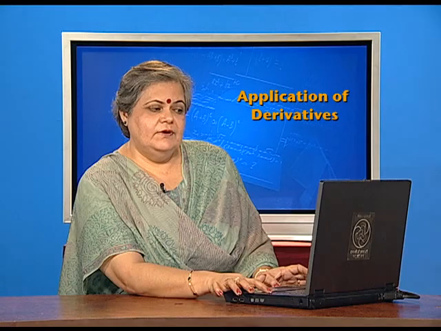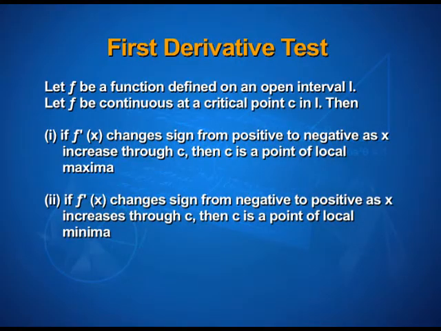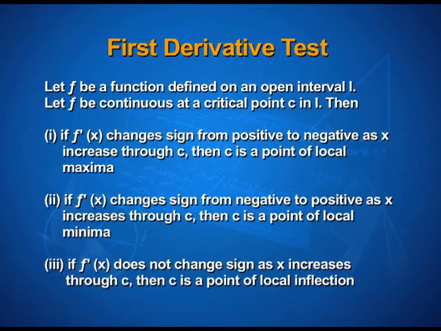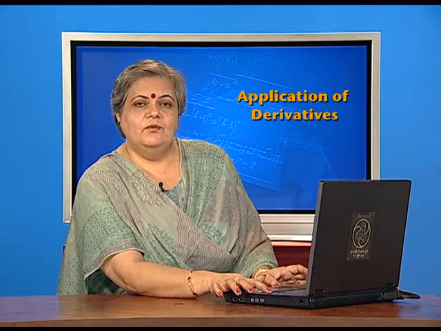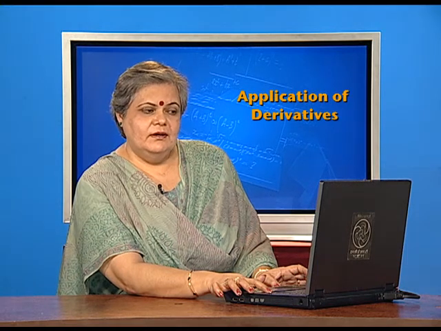And if f dash x changes sign from negative to positive as x increases through c, then c is a point of local minima. And the third possibility, f dash x does not change sign as x increases through c, then c is a point of inflection. These three conditions are going to play a role to decide whether a point is a point of local maxima or minima.